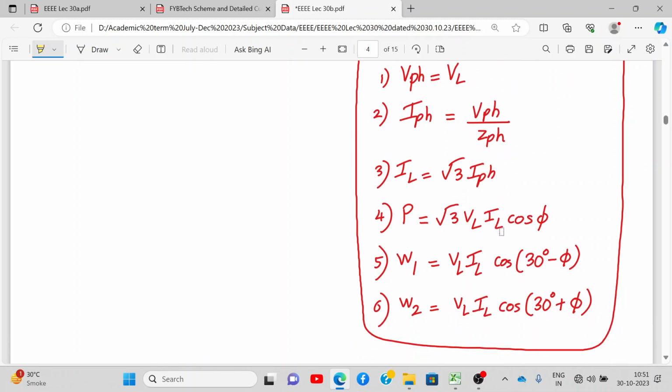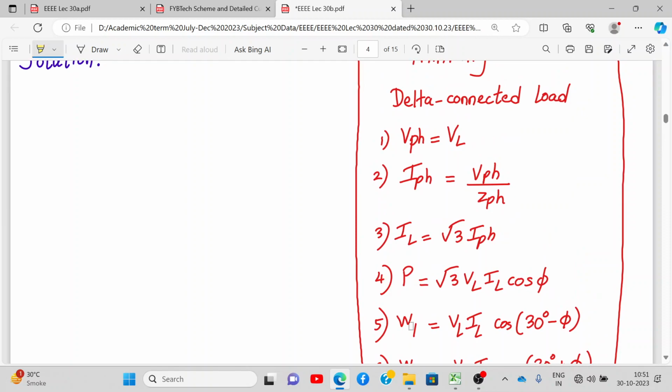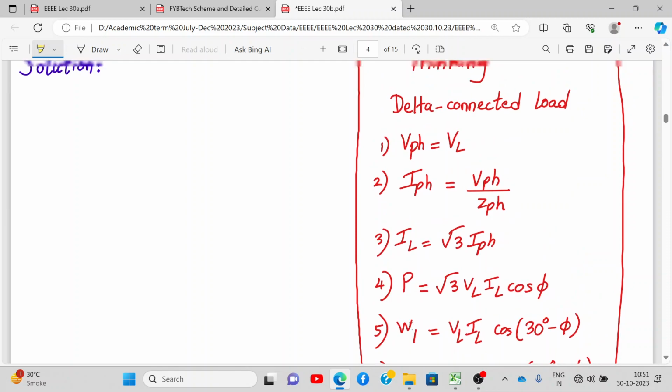The power will be root 3 VL IL cos phi, and what will be the reading? W1 and W2. Remember, we have calculated this now. W1 is VL IL cos of 30 minus phi, and W2 is VL IL cos of 30 plus phi. Reverse or opposite are also true. We have written W1 is equal to VL IL cos 30 plus phi. So that's fine. Did you understand? So these are the simple steps we need to calculate. Okay. So let's start.